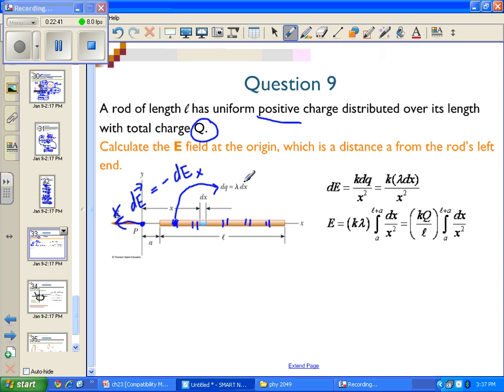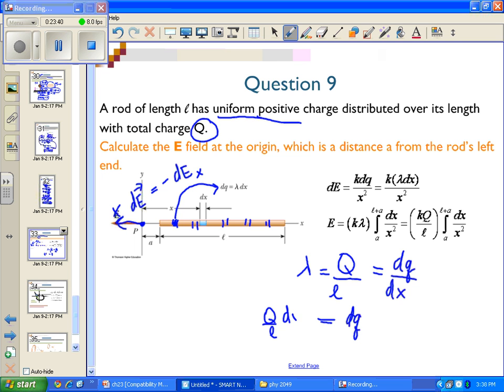Now, here's where we make use of the charge density. Because we're told uniform positive charge, we know in this case, in one dimension, the linear charge density, lambda, equals total Q, total amount of charge, which they told us was capital Q, divided by the total length of the rod. Now, it is also true that lambda, because this is a constant, is equal to infinitesimal quantity of charge, little dq, over infinitesimal length, little dx. And so what I can do here is make a substitution for dq. If I solve for dq, dq is equal to Q over L times dx. And Q over L, don't forget, is lambda, because that's how we defined it.